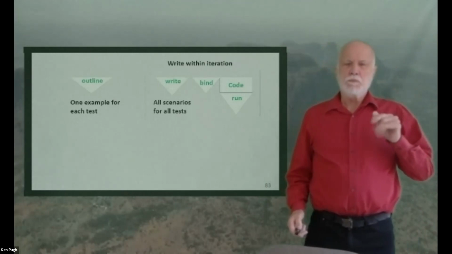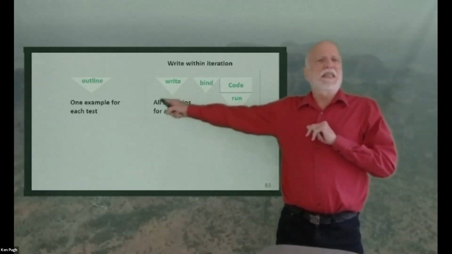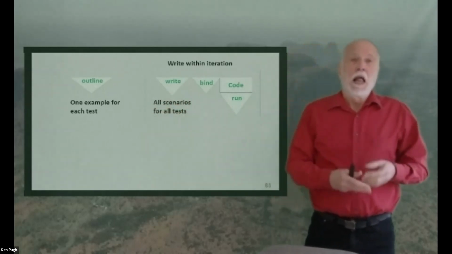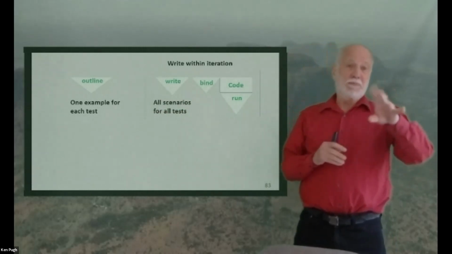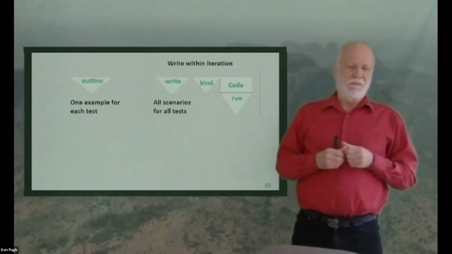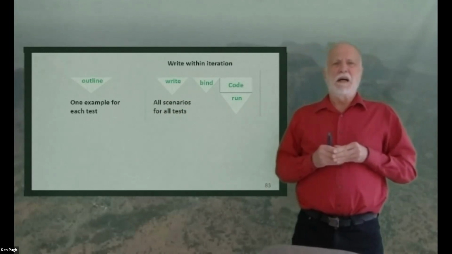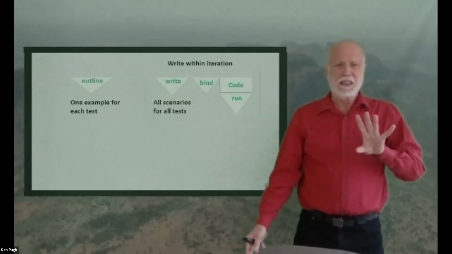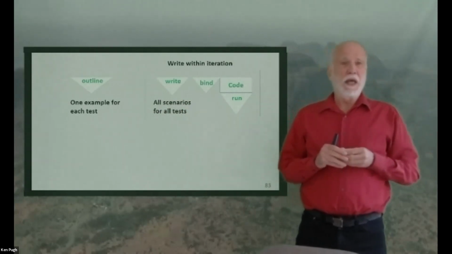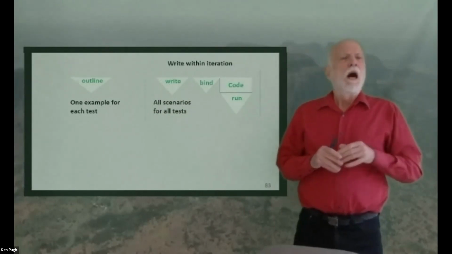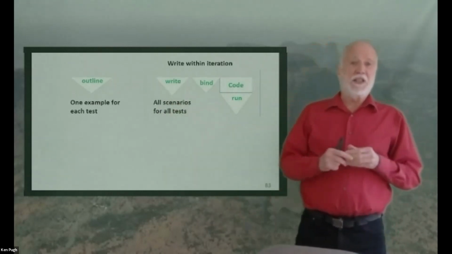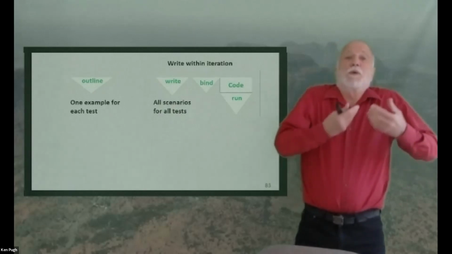So I suggest at the beginning, outside of the iteration, in your story prep, in your grooming, whatever you do, to come out with what I call an outline of the test. Just one example, it doesn't have to give all the details. Maybe it's only a simple given-when-then without a lot of data. And then when you pull it off the backlog, you're going to write all the scenarios for all the tests, because you're writing the requirements.